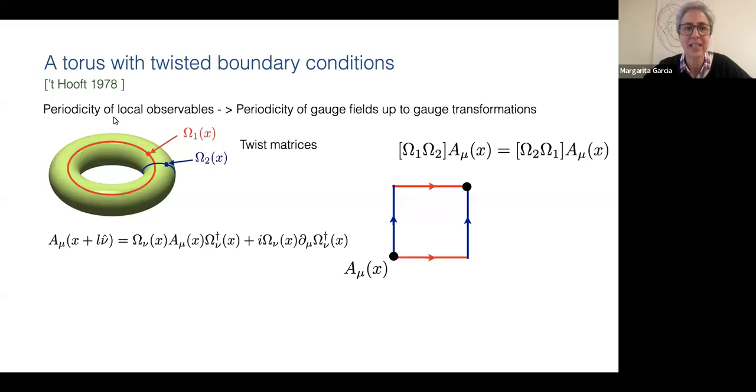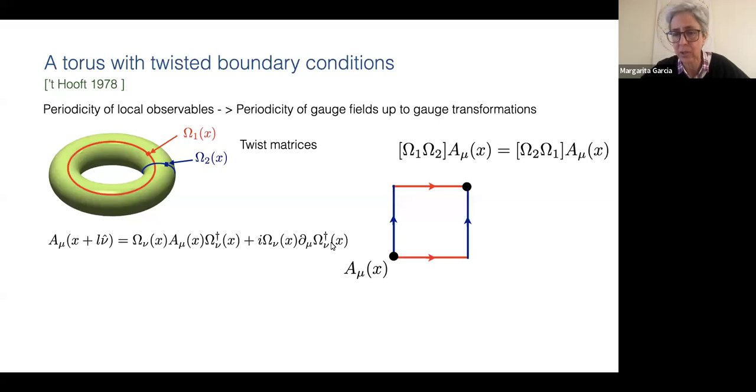And basically, the idea is that if you want to have periodicity of local observables on a torus, I mean, you have the gauge theory living on a torus, you only have to require periodicity of the gauge fields up to gauge transformation. So for instance, if this is my torus and I move the gauge field along this line, when I come back, I have the freedom to insert a gauge transformation. These are called the twist matrices or the transition matrices. So the gauge field has to be periodic only up to these matrices.